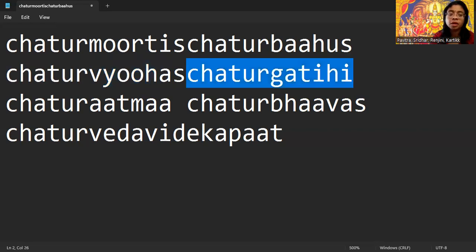Chaturgatihi. Chatur means four. Gati means goal and ultimate path or ultimate aim. So Chaturgati means Bhagavan is the ultimate aim for any devotee to reach. So the four types of inevitable goal or target is, one is varnas for men.